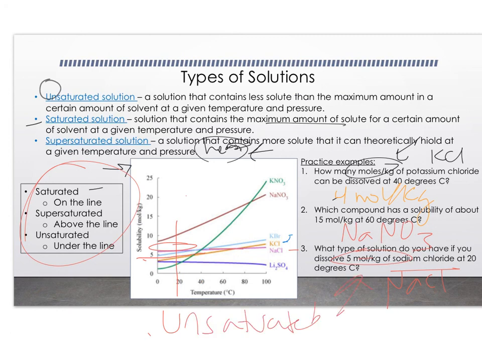If you're hitting that line exactly, so at 20 degrees Celsius, if you have about 6 moles per kilogram, that would be your saturated. And then say, for example, you try to dissolve 20 moles per kilogram of your sodium chloride at the same temperature, that would be a supersaturated because you're way over that line. So saturated is on the line, supersaturated is above, and unsaturated is under the line. And you'll be practicing these solubility curves in class after this lecture.